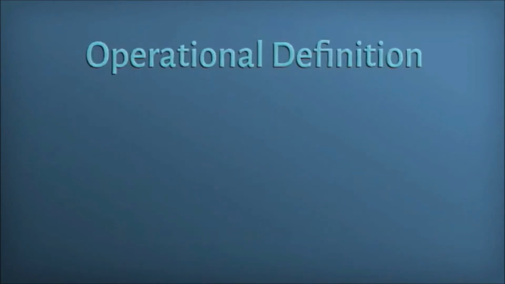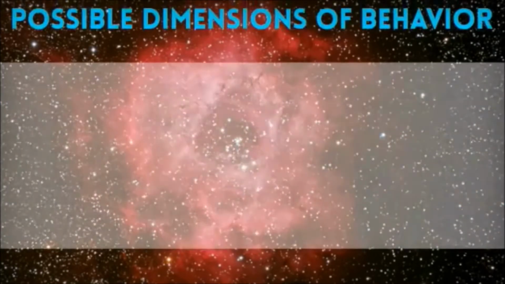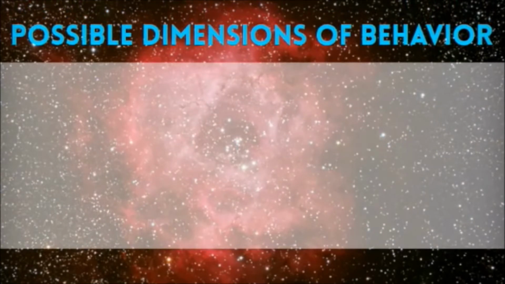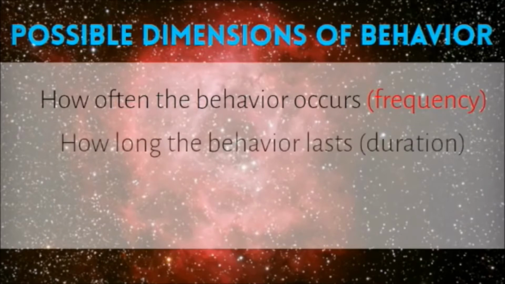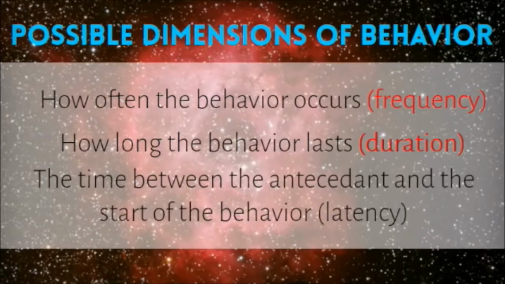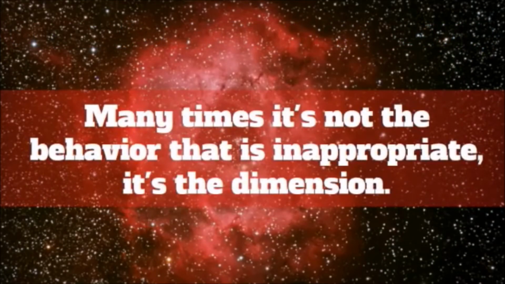The kind of data we collect depends on the specific behavior of interest and the relevant dimension of that behavior. There are a number of possible dimensions of behavior, which include how often the behavior occurs, which we call frequency. We might be interested in how long a behavior lasts, which we call duration. We also might be interested in the time between the antecedent and the behavior actually beginning, which we call the latency.